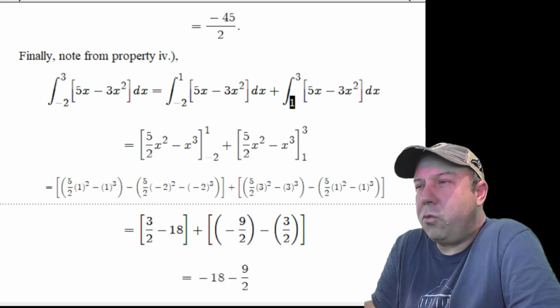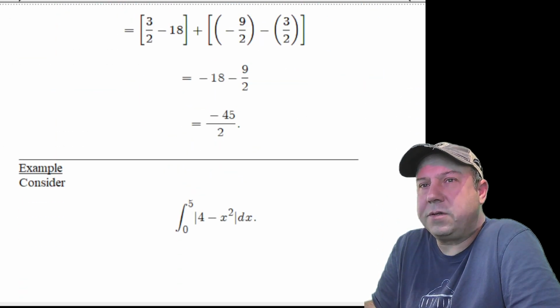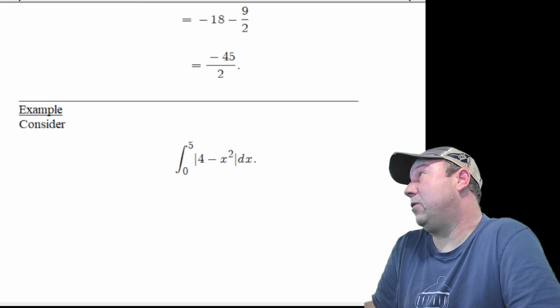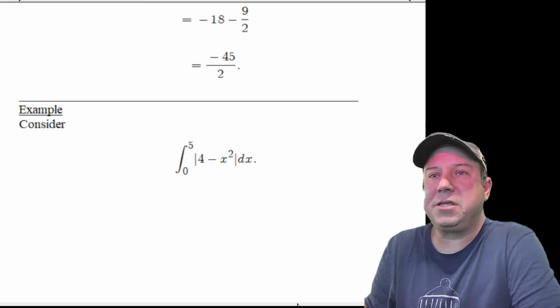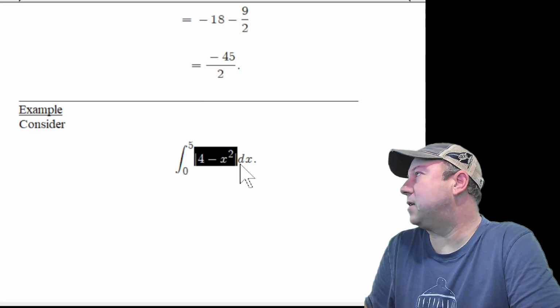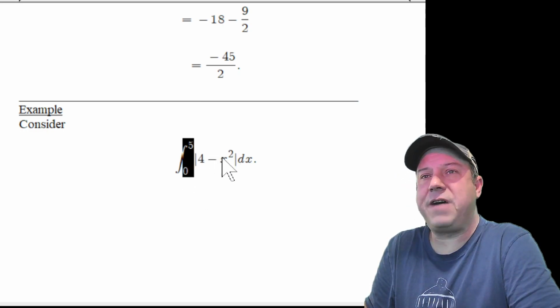All right, let me show you another example here, folks. The absolute value example. Let's consider the definite integral for the absolute value of 4 minus x squared, all integrated from 0 to 5.